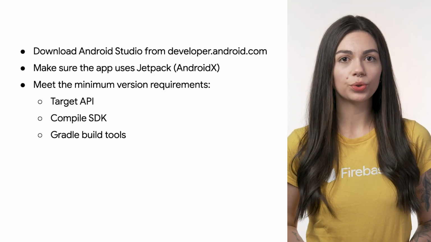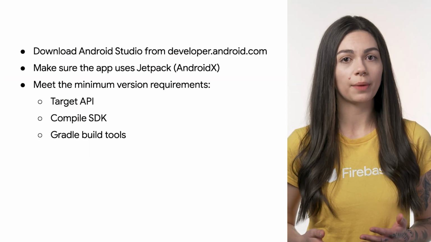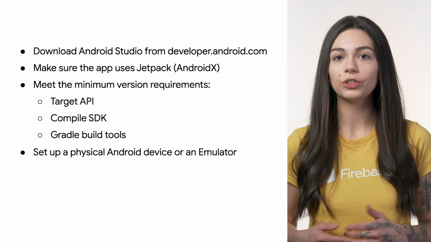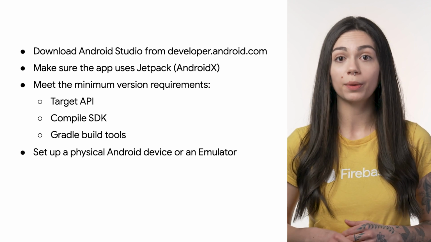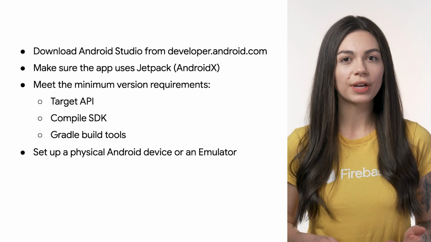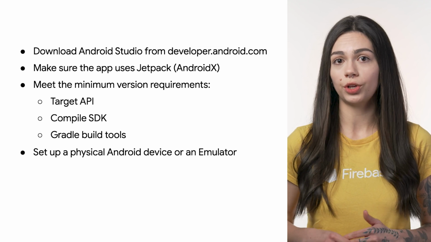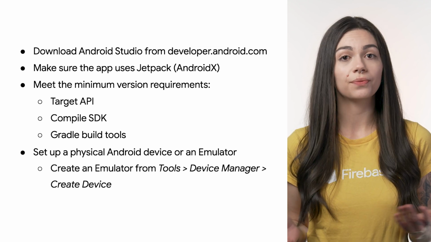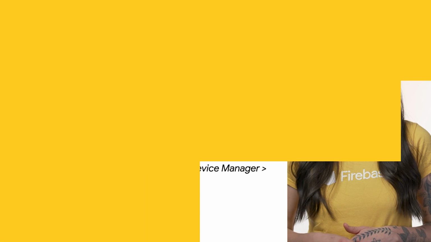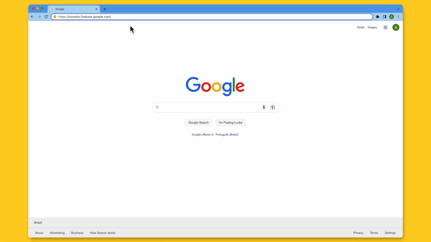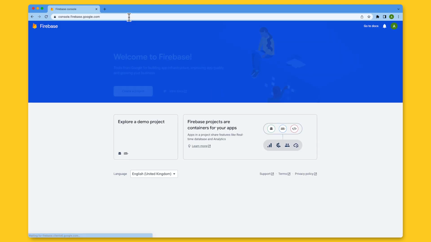Once I have Android Studio installed and meet all the version requirements, I need to set up a physical Android device or use an emulator to run my application. I choose to create the emulator from within Android Studio by clicking on Tools, Device Manager, Create Device. Once I've done all this, I can now sign in to the Firebase console with my Google account to kick off adding Firebase to my app.